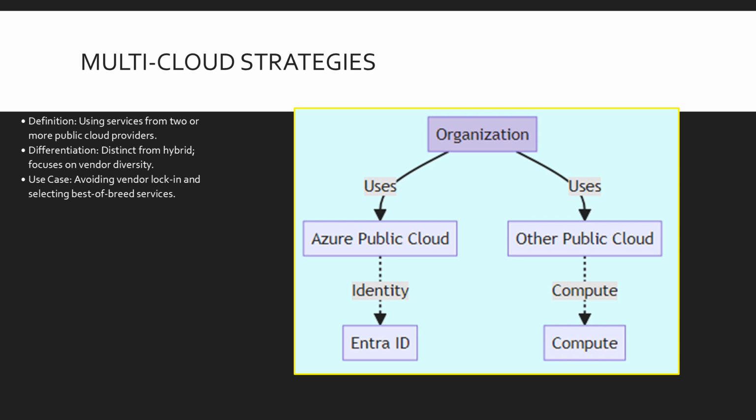This diagram defines the multi-cloud approach. The organization at the top connects simultaneously to Azure Public Cloud and other public cloud. Unlike the hybrid model, which connects public and private, this connects multiple public sources. The dotted lines show the organization picking specific services, identity from Azure, compute from the other, illustrating the best-of-breed definition.